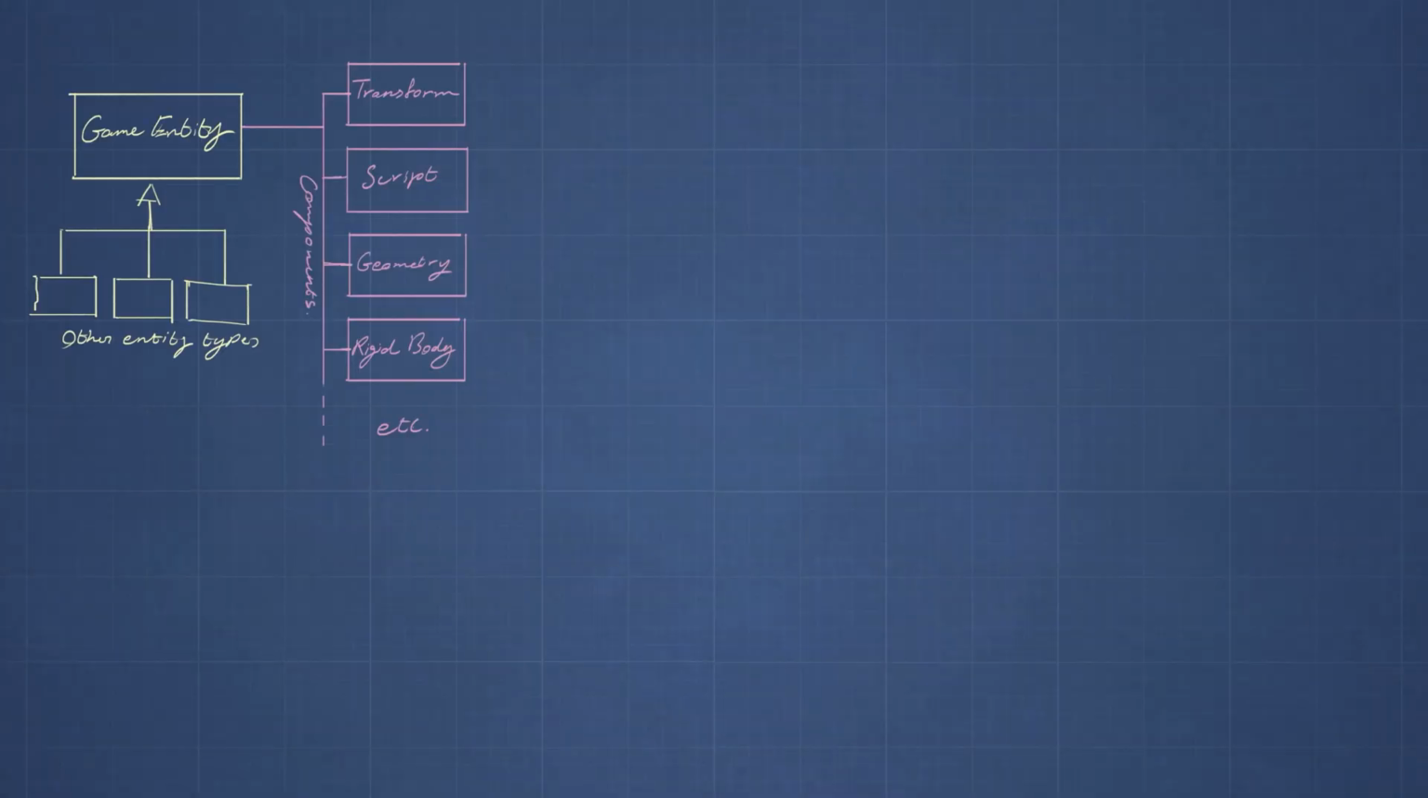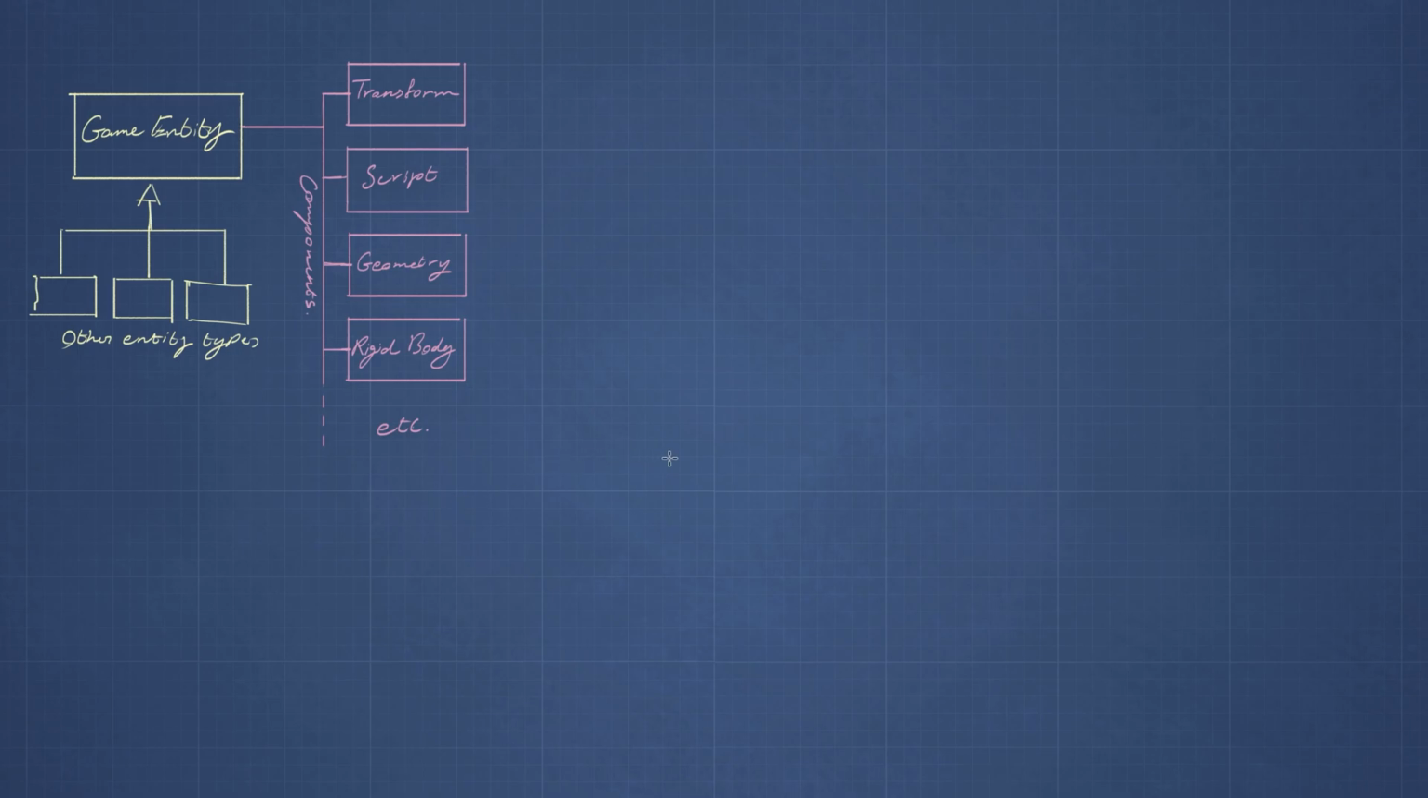So right now we have these classes, game entities, and I intend this game entity to be the base class for other kinds of entities as well, like lights and cameras. But each entity, regardless of its type, has one or more components. The one component that every entity has, and it's mandatory to have, is a transform, and then we can add scripts, geometry, rigid body, etc. kinds of components to it.